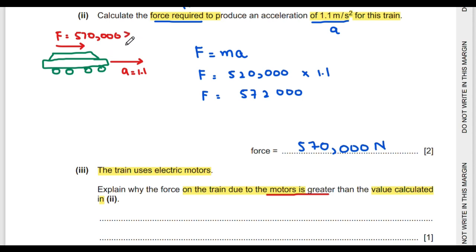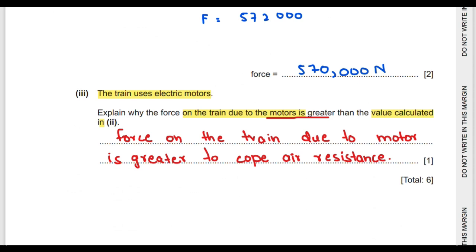So there are some environmental factors that are involved. For example, we have resistance in the air, so this extra force is used to cope with this resistance which is acting in opposite direction. So I'm writing the reason for it. Force on the train due to motor is greater to cope with the air resistance that is present in the environment.